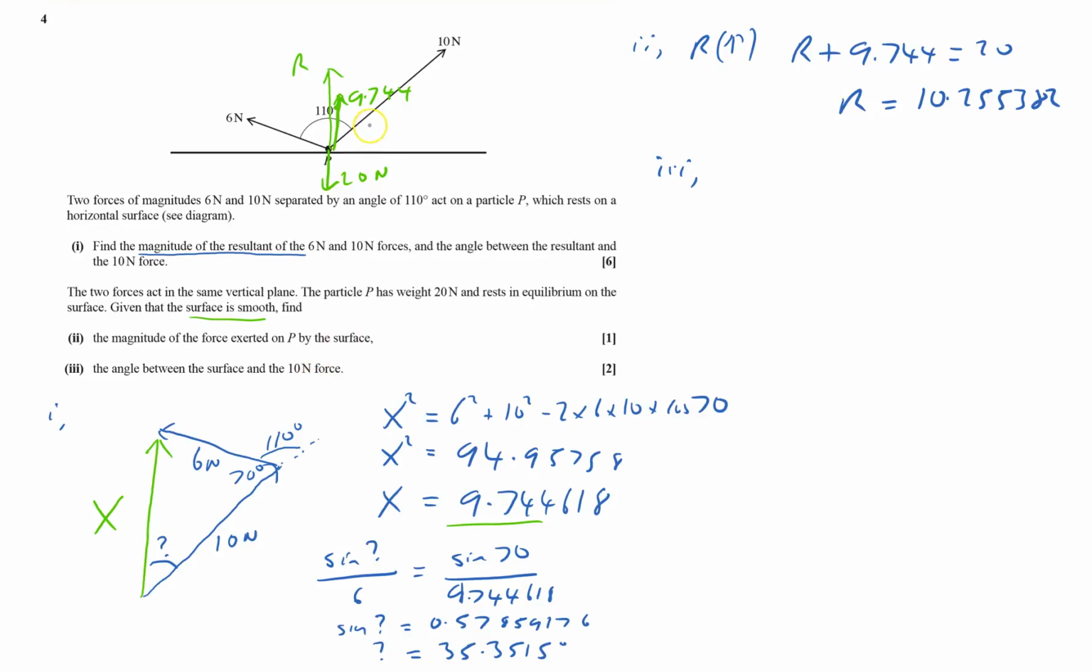And the last part, part 3, I need to find the angle between the surface and the 10 Newton force. So I need to find this angle. I'll do it actually in red. I need to find this angle here, but I know that this angle here, I've worked out that one already. That is 35.35. And that resultant has to be going straight up, and therefore this one here, obviously, angle equals 90 minus 35.3515, which equals 54.64844. Again, round everything to 3 significant figures, but that's question 4 done.